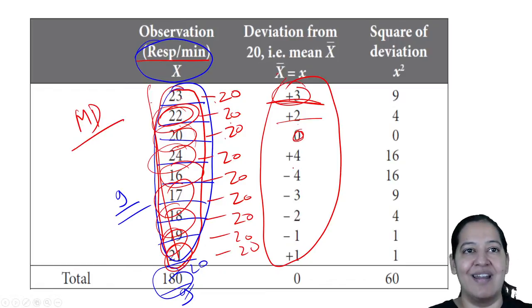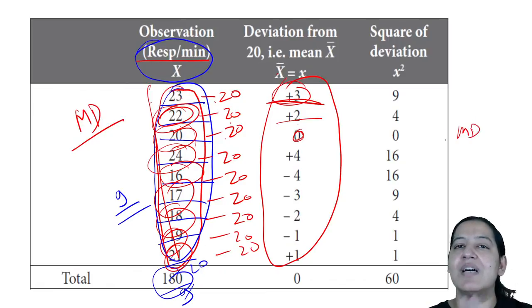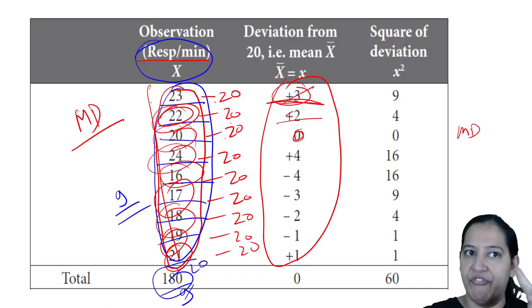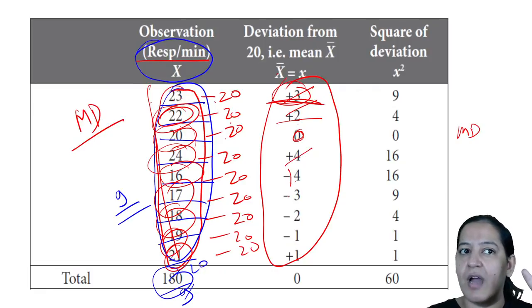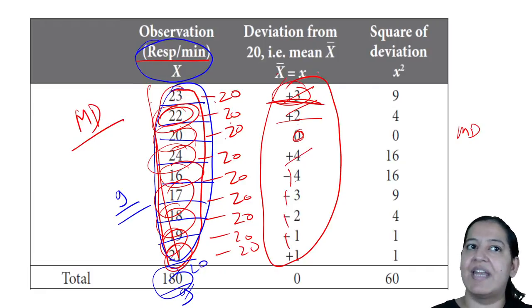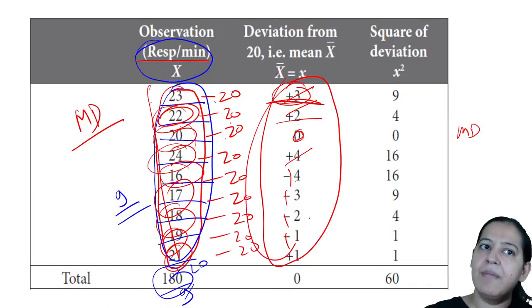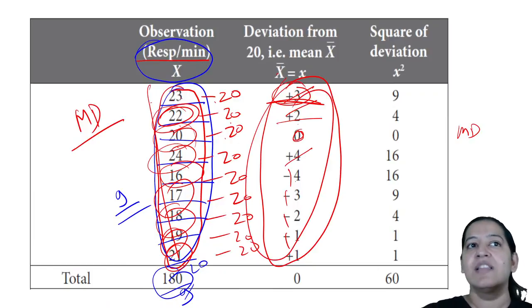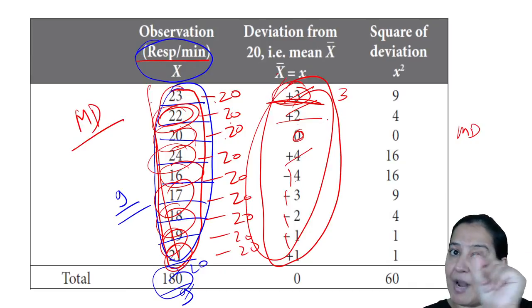Now ignore the sign. While calculating mean deviation, just ignore the sign, ignore plus and minus, and add all of them. So 3 plus 2 is 5, 5 plus 4 is 9. Do not subtract 4 from 9, treat it as plus as well. Just ignore the sign and add all the deviations. The first observation is 3, 3 apart from the mean.